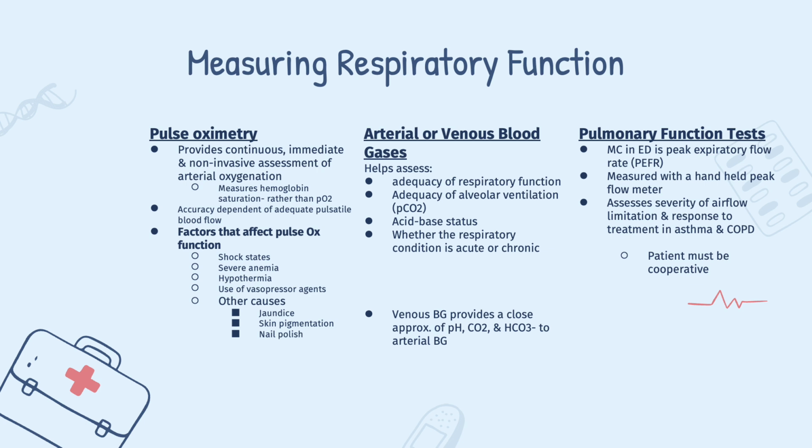Our ABGs or VBGs, venous blood gases, are going to be really important. They help us determine whether we're dealing with respiratory acidosis or alkalosis.